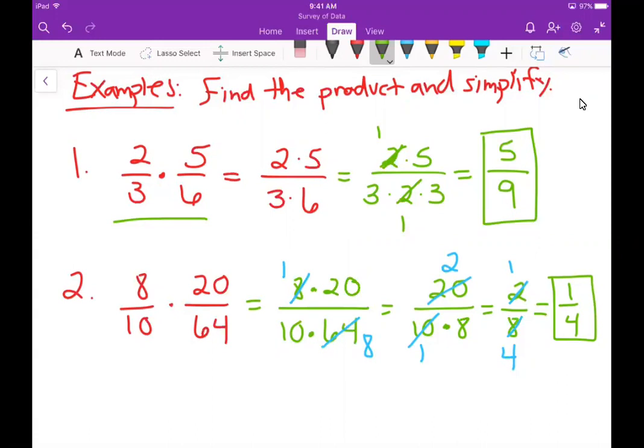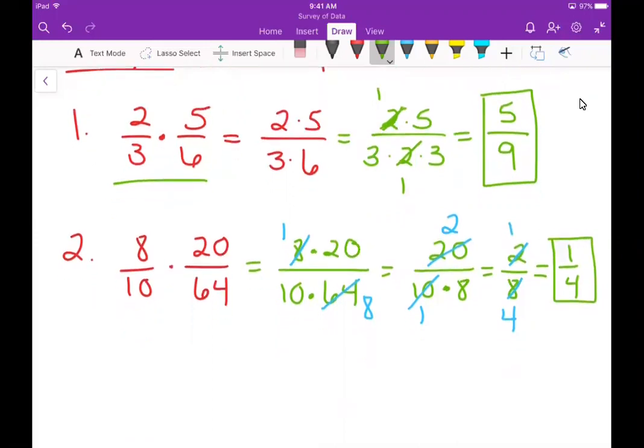Okay, so sometimes it takes a few steps. Just keep asking yourself that question. Can any of these numbers in the top be divided by the same number as something in the bottom?